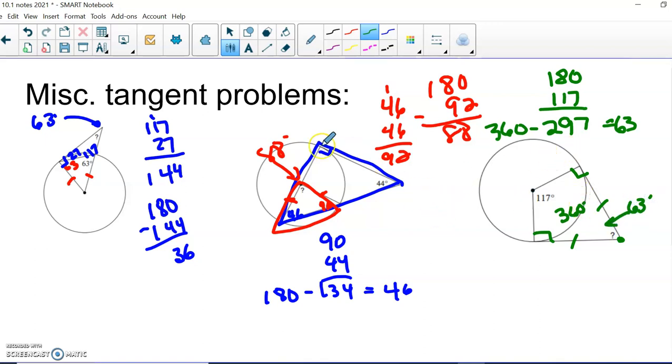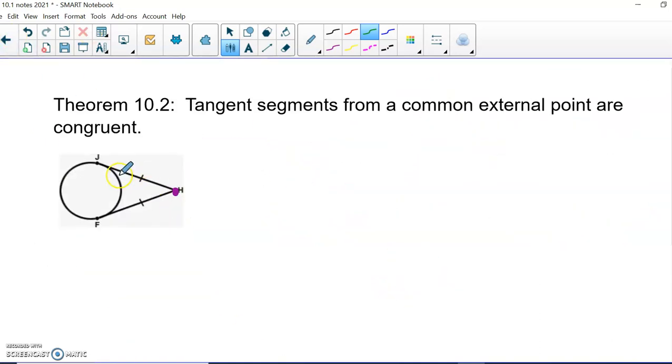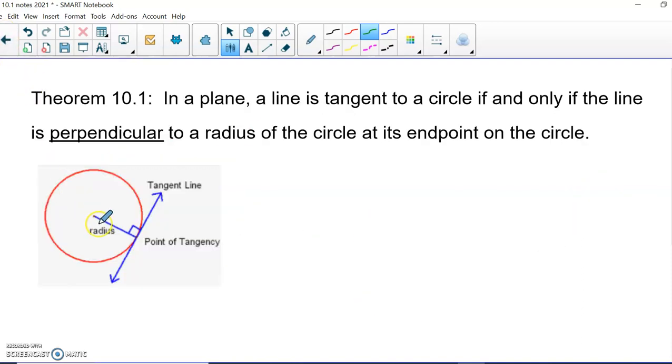Okay, so we're going to throw in those new rules, our two new rules: that if you choose a point outside the circle and draw two tangent segments, you know they're congruent. And the other new rule is if you have a radius to a tangent, you can assume it's perpendicular.